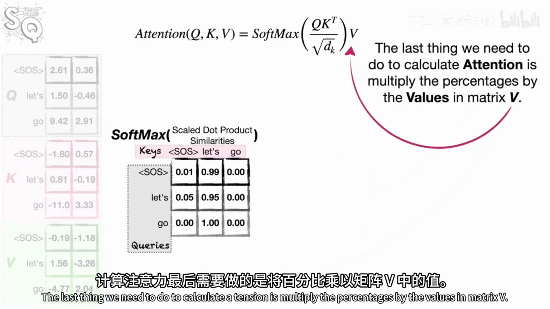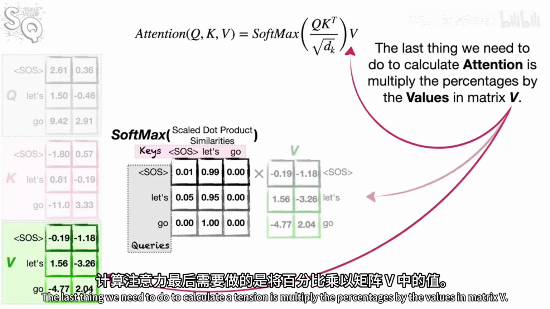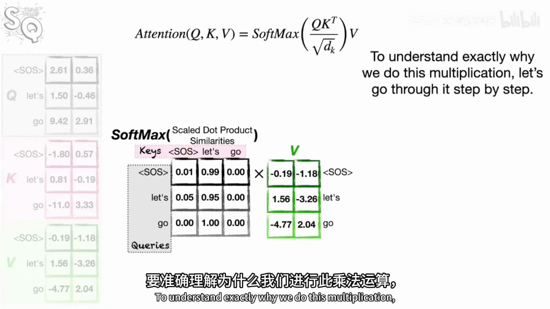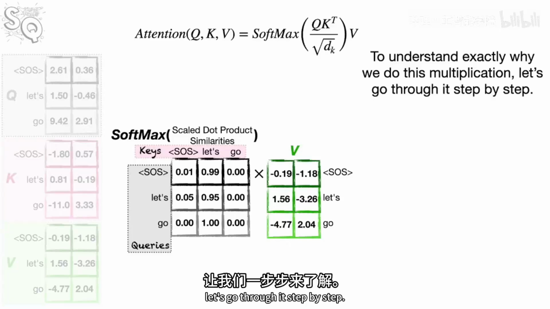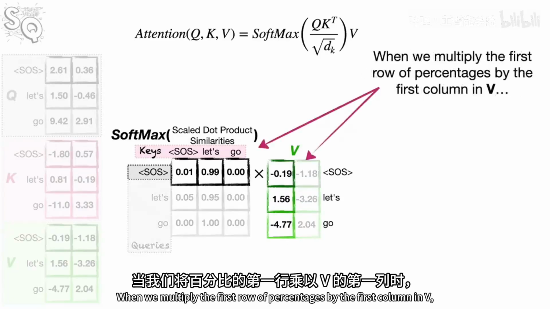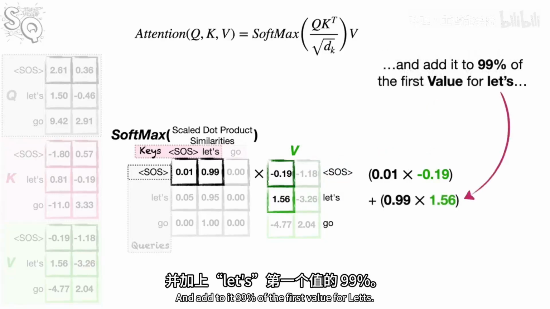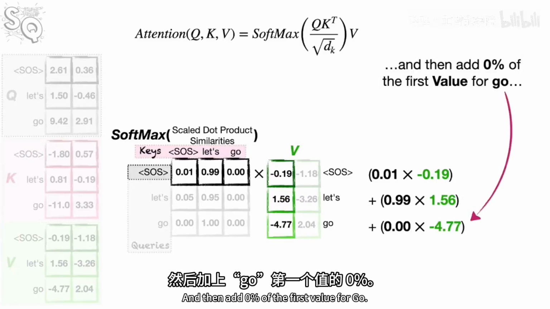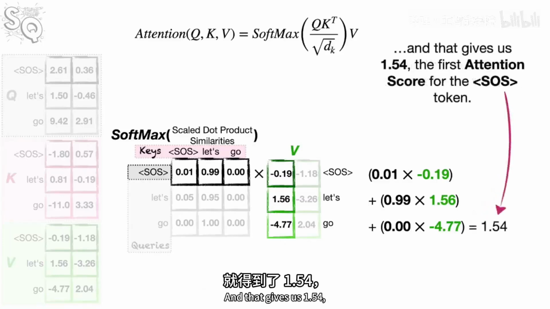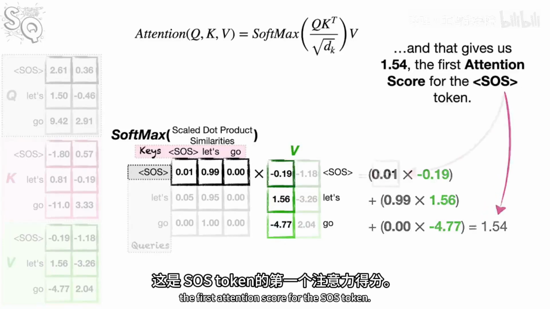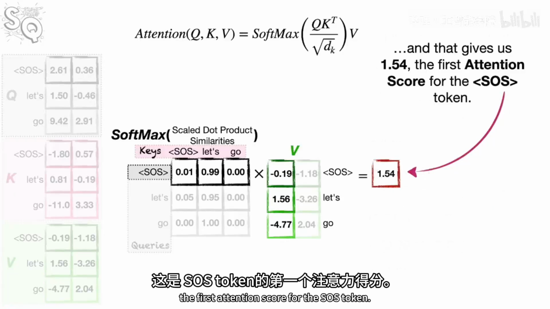The last thing we need to do to calculate attention is multiply the percentages by the values in matrix V. To understand exactly why we do this multiplication, let's go through it step by step. When we multiply the first row of percentages by the first column in V, we calculate 1% of the first value for the SOS token, and add to it 99% of the first value for Let's, and then add 0% of the first value for Go. And that gives us 1.54, the first attention score for the SOS token.